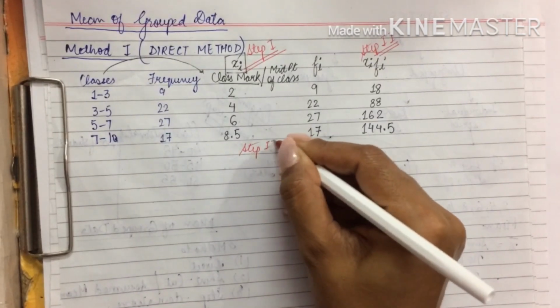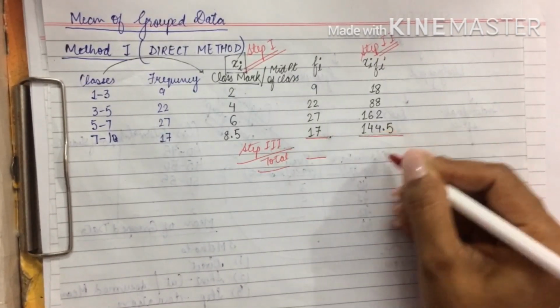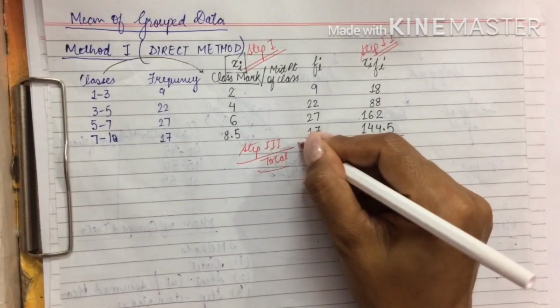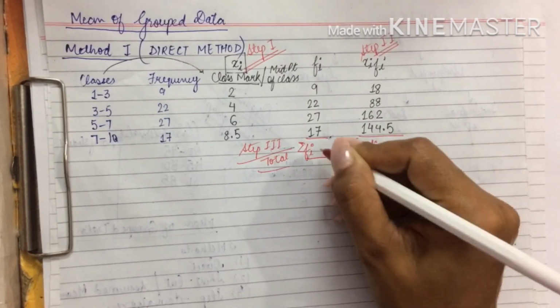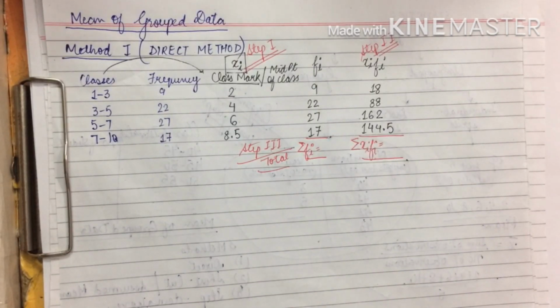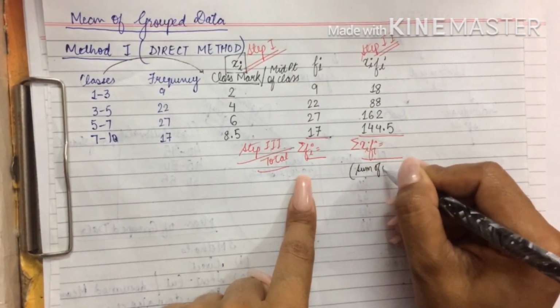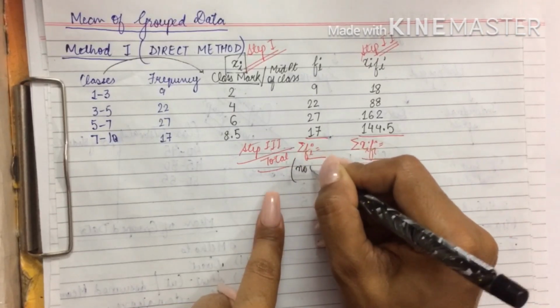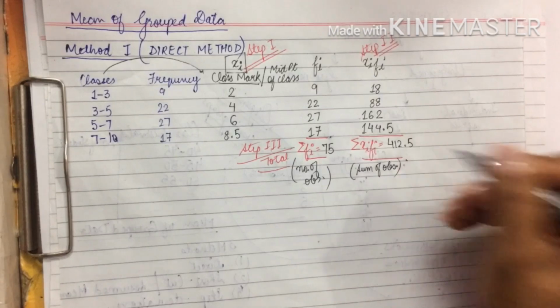Then comes step number 3. Step number 3 is to find the total of frequencies and the total of these products. This will be represented by the sum of frequencies, and this by the sum of the products. So step number 3 is to find the sum of observations and the number of observations. The number of observations here is 75 and the sum of observations comes out to be 412.5.